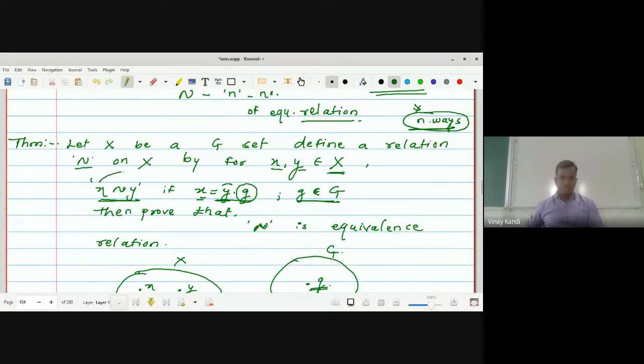OK, if X is related to Y, what is the relation between them? What is the relation? X is equal to yg, where this g belongs to capital G, and we proved that this relation is an equivalence relation.